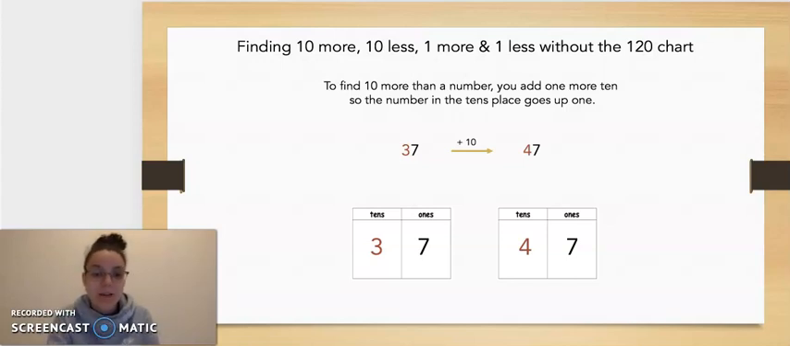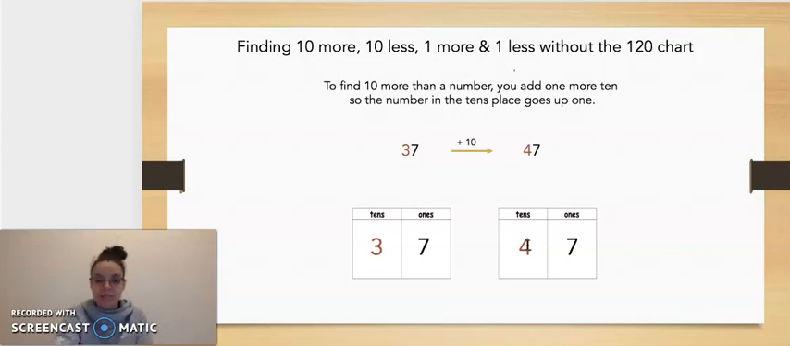Well, it's easy. To find 10 more than a number, you just add 1 more 10 so that the number in the tens place goes up 1. So if I wanted to find a number that is 10 more than 37, I would just add 1 more 10, and instead of it being 3 tens, there'll be 4 tens. So 10 more than 37 is 47, right? I just changed the number in the tens place and it goes up 1. Did the ones place change? No, because we're only adding 10 more. So the number in the tens place gets bigger by 1 number.